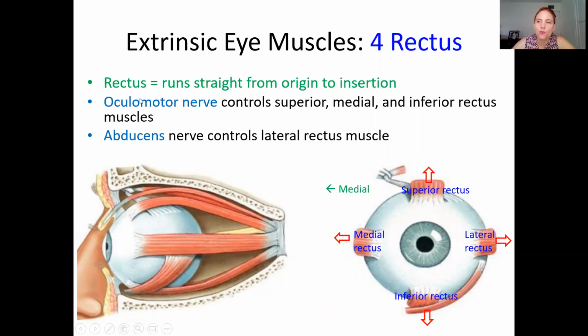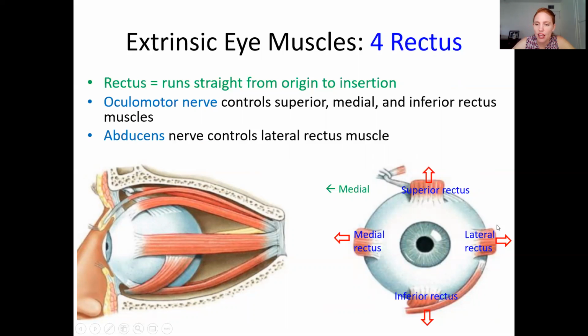For those, I also want you to know which cranial nerves innervate them to control them. 3 of them are going to be controlled by the oculomotor nerve. That is going to be the superior rectus muscle, the medial rectus muscle, and the inferior rectus muscle. So these 3 right here are all going to be controlled by the oculomotor nerve. Oculo as in eye, motor because they're moving, so the moving of the muscles.